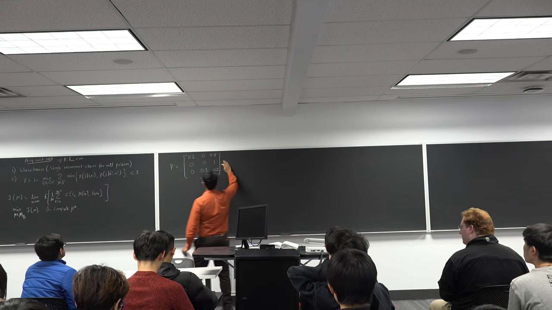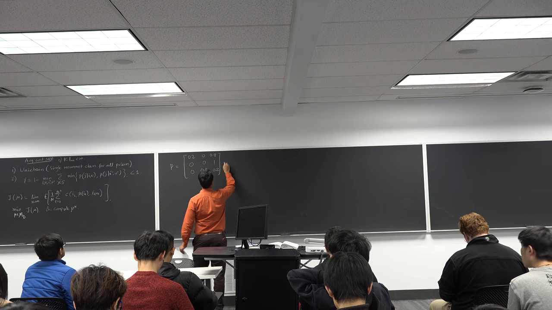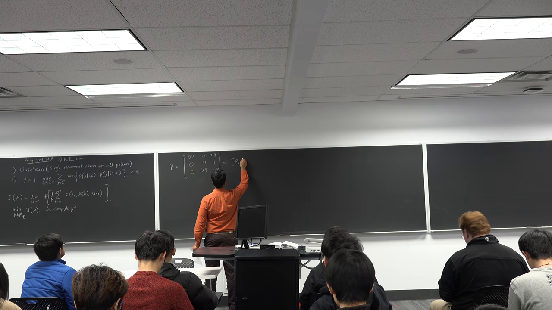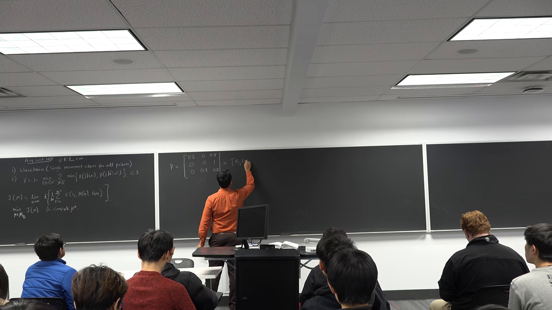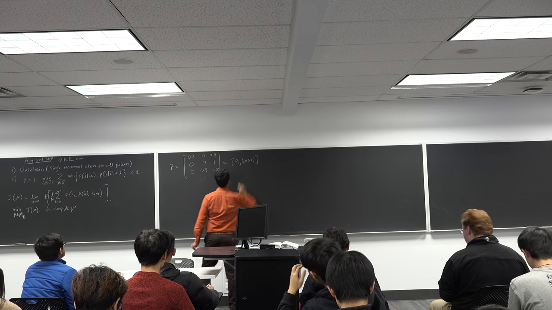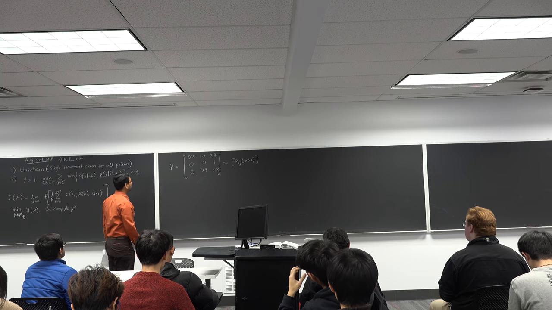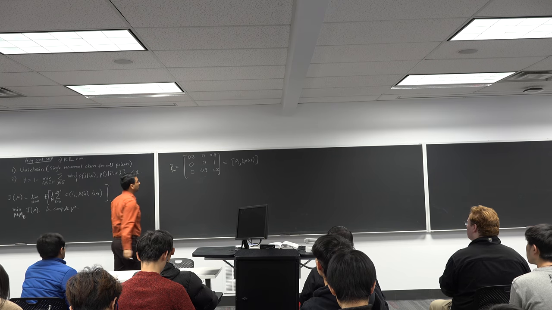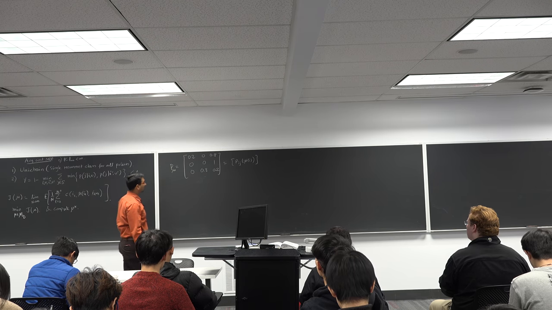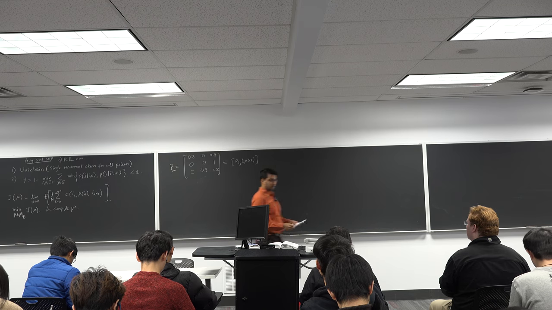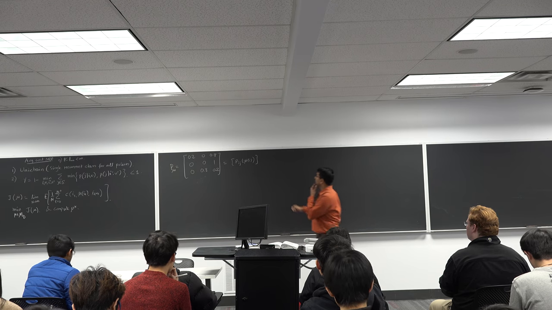0.2, 0.8, 0.01, 0.8, 0.2. So this is the matrix P_ij under mu. Let me put the subscript mu in the expression for P, so P mu.